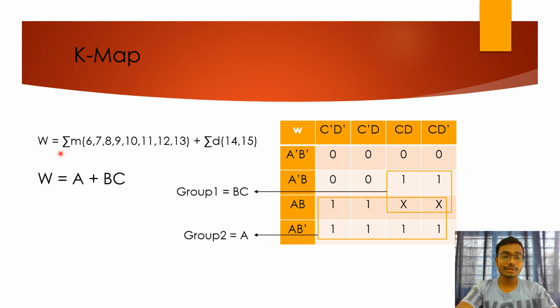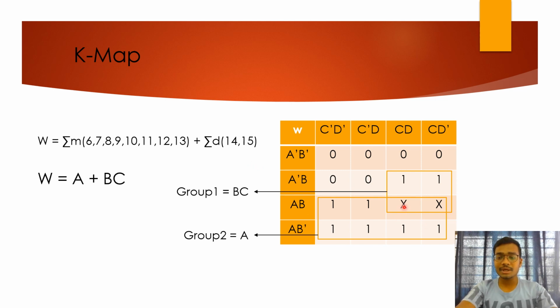So here, W equals sigma M of the min terms 6, 7, 8, 9, 10, 11, 12, 13. So 6 starts from here, right? 6 and 7 are 1, then 8, 9, 10, 11 are 1, then 12 and 13 are 1, and then 14 and 15 are the don't care conditions, which I can represent as X and X here.